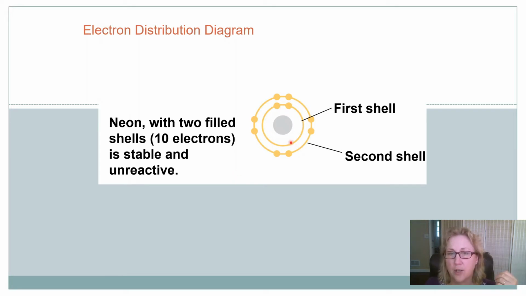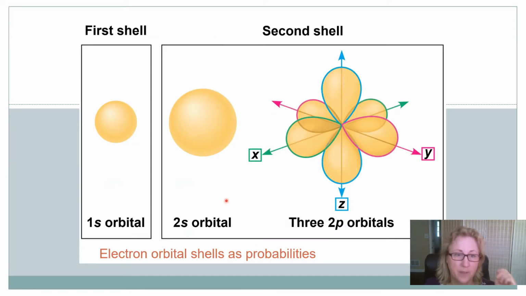2 electrons go in the first shell, 8 in the next shell. That adds up to 10. Shell's full. It doesn't want to react with anything. So if that outer shell is full, the atom does not want to react. So neon and helium and the other noble gases are very unreactive.